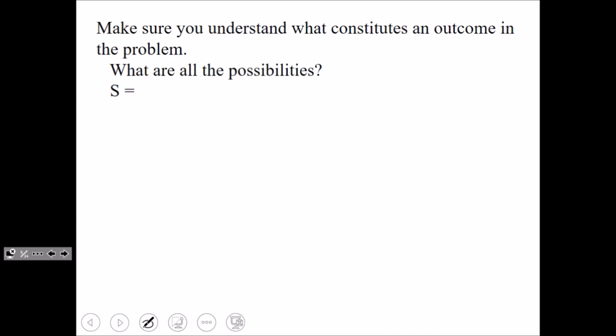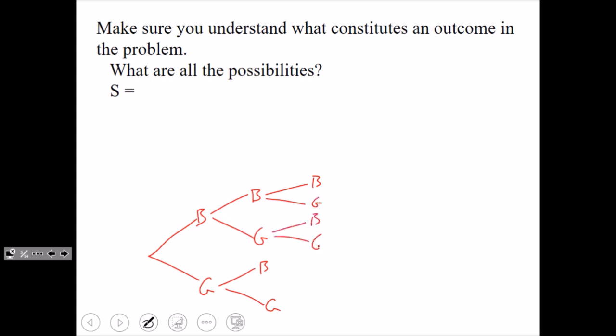Now let's make sure we understand what constitutes an outcome. So in this case, what would be an outcome? Well, we said the first child, so we have a first decision, could be boy or girl. But then I have a second decision for each of these. It could be a boy or a girl. Third decision, boy, girl, boy, girl, boy, girl.